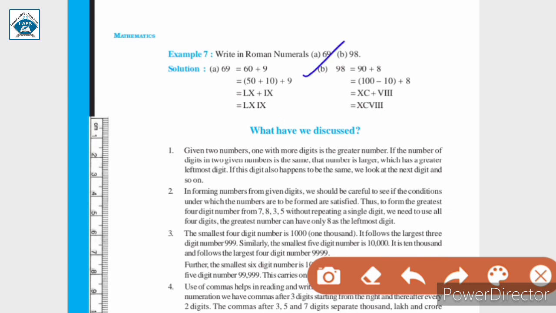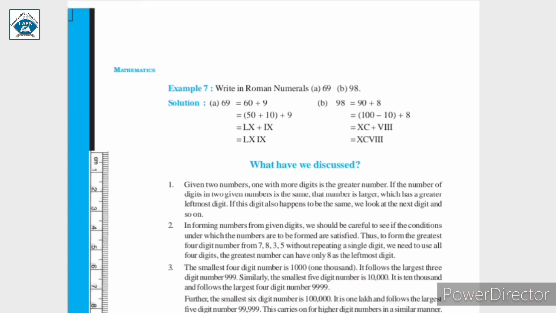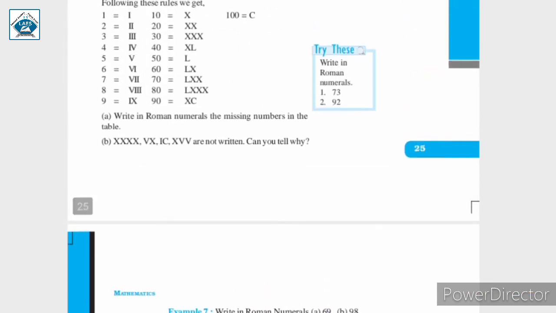Similarly for 98. So in this way, using these steps, you have to write the solution for try these questions given on page number 25 as well. So write these solutions in your notebook.